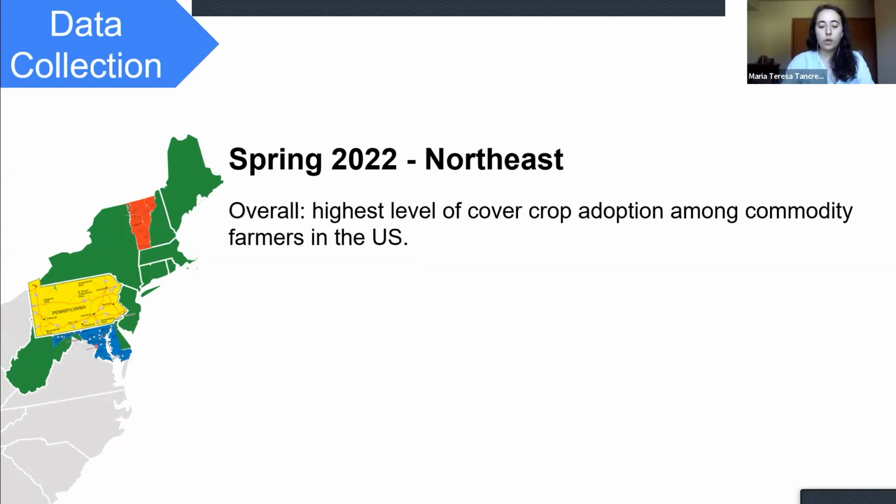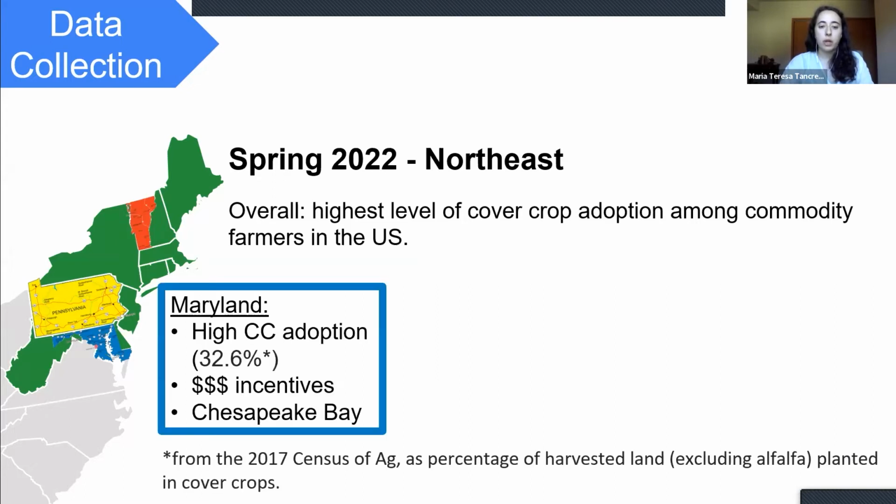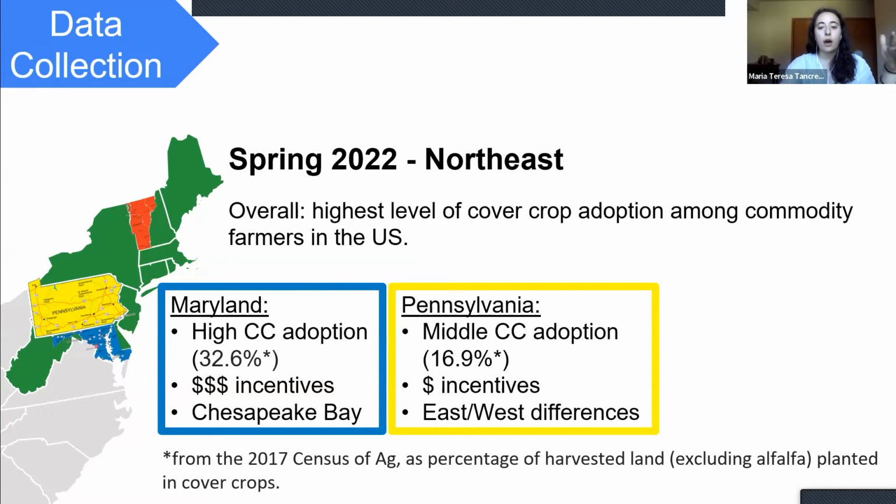And so for the Northeast, we decided to interview farmers from Maryland, so high cover crop adoption, high incentives, and the influence of Chesapeake Bay, Pennsylvania, which had a middle cover crop adoption, much lower incentives, usually given as a form of tax rebate.